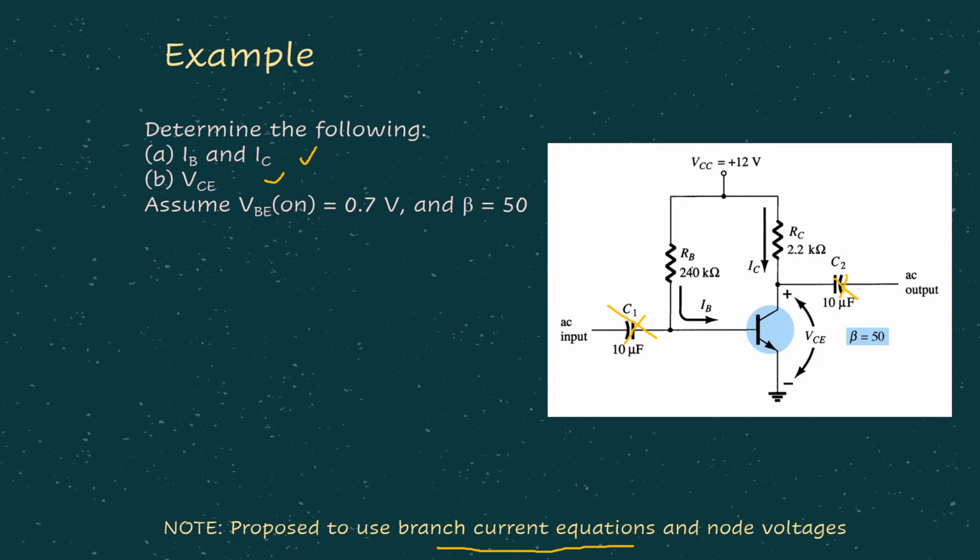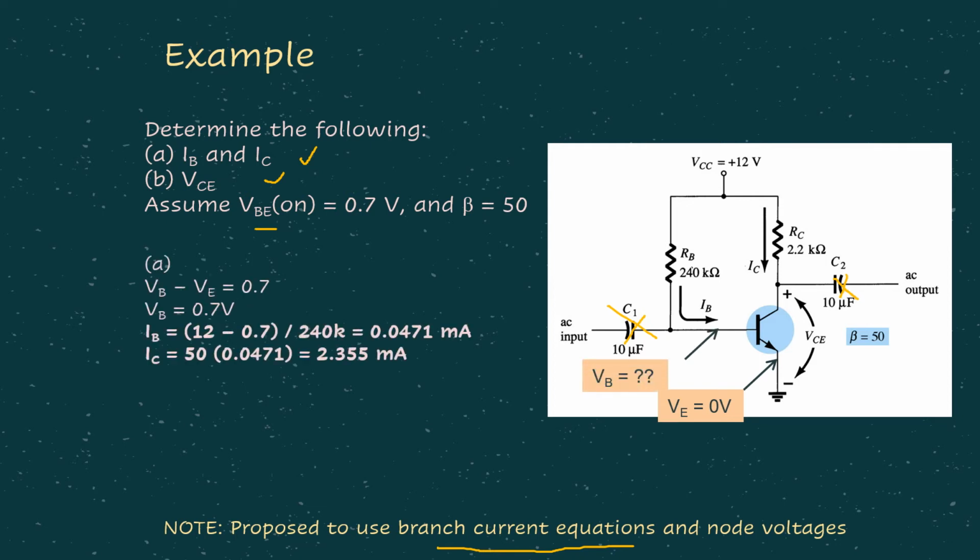For the first one, when we want to find IB and IC, in this particular case, we take note that in this example the emitter is grounded, meaning to say VE equals 0 volt. And we know that VBE is actually VB minus VE. VBE is VB minus VE. So since in this case VE is 0, we can straight away say that VB is actually 0.7 volt.